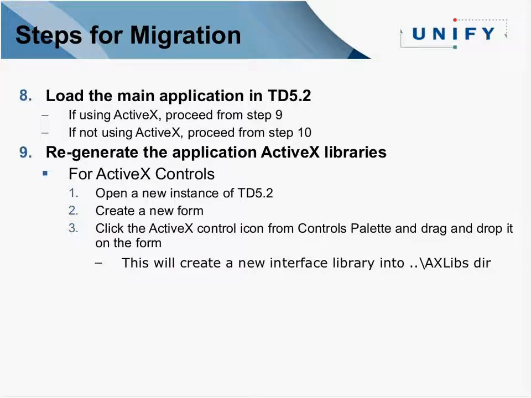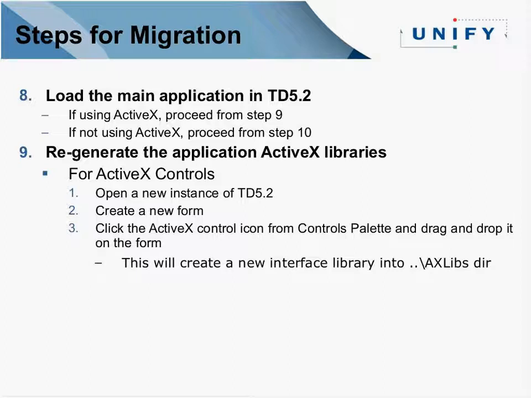The next step is to load the main application in Team Developer 5.2. So now you have all your applications saved as text. You know you have done all the steps necessary to get to this point, so just open it from TD 5.2. Now, if you're using ActiveX, we'll take a look at a few extra steps. If you're not using ActiveX, you can just go ahead and compile your application. So let's say that you're using ActiveX libraries in your application. You will need to regenerate them so they are all in the TD 5.2 format.